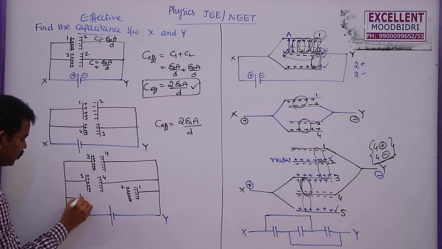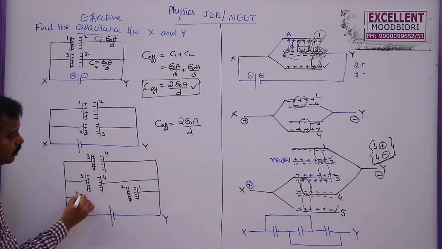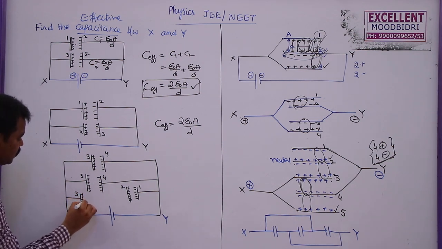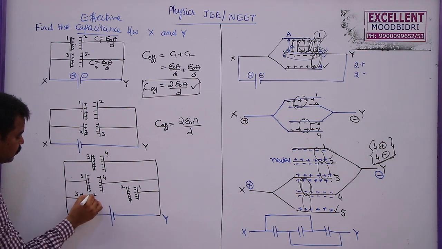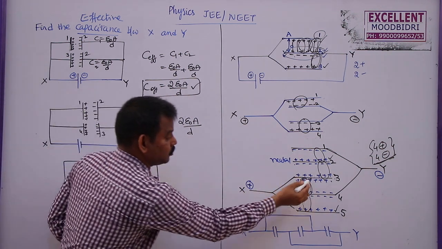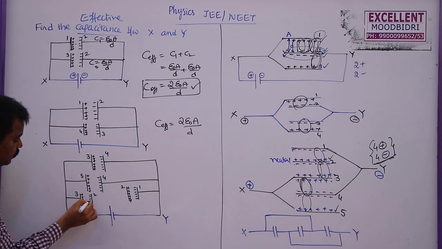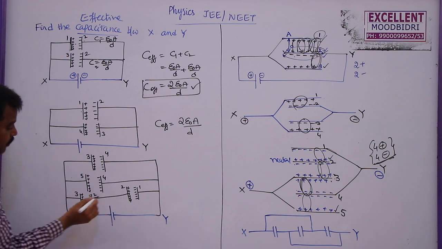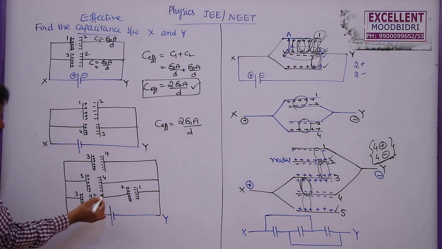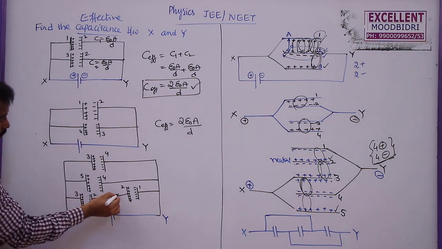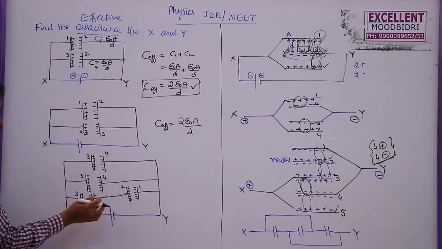From X you connect to the third plate. This is the third plate, and the third plate here is positively charged, and it is in combination with the second plate. And for the third one, the second one is negative. So this second one, 1, 2, 3, 4, 5, 6, is negative. Remember, plate number 2 is connected directly. It is neither connected to X nor connected to Y.